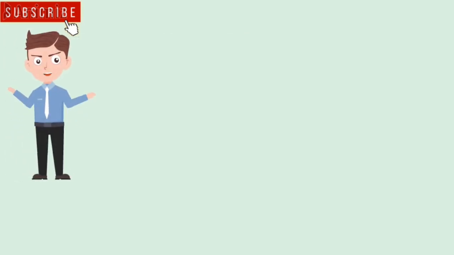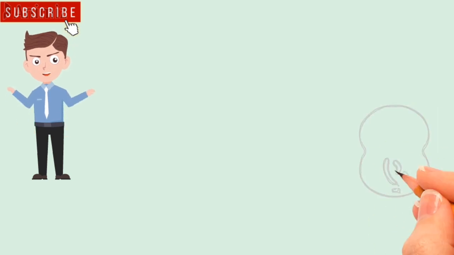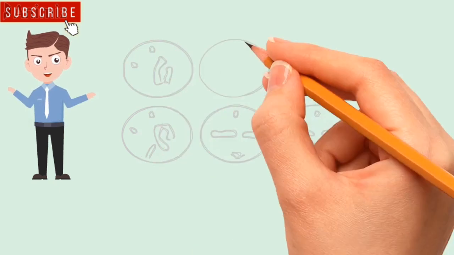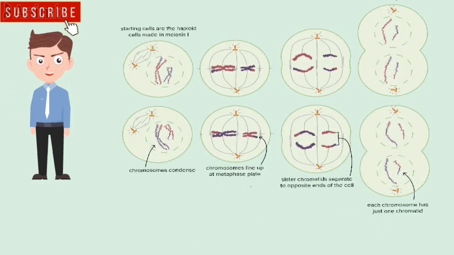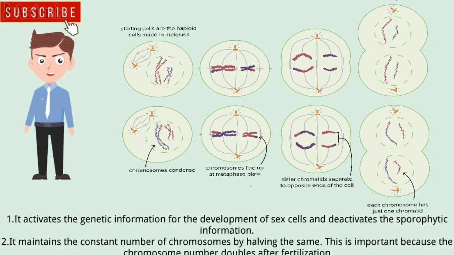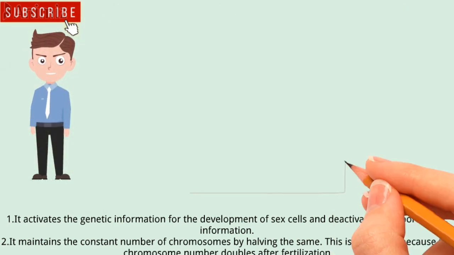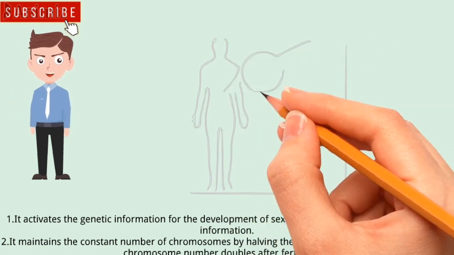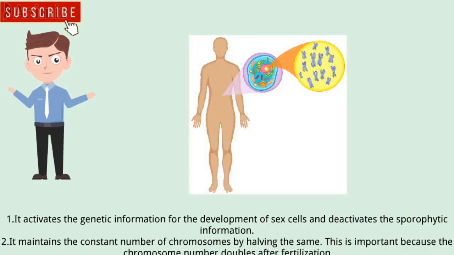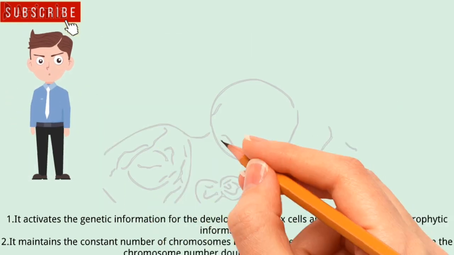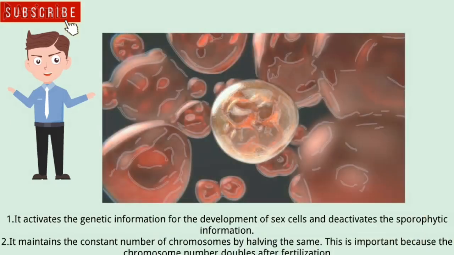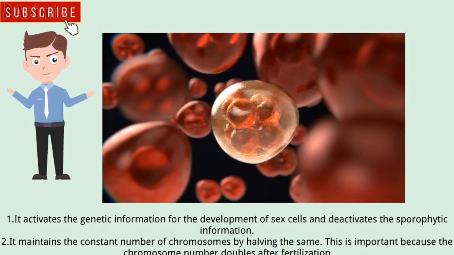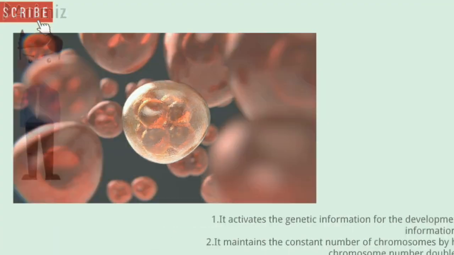Let's look at the significance of meiosis. Meiosis is responsible for the formation of sex cells or gametes that are responsible for sexual reproduction. It activates the genetic information for the development of sex cells and deactivates the sporophytic information. It maintains the constant number of chromosomes by having the same. This is important because the chromosome number doubles after fertilization.